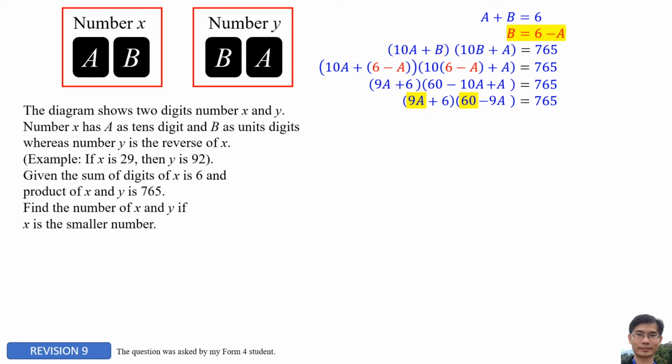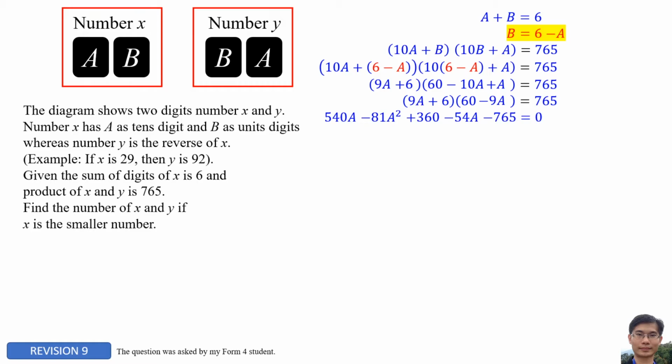9a times 60 is equal to 540a. Then 9a times negative 9a is equal to negative 81a squared. Then plus 6 times 60 is equal to 360. Then plus 6 times negative 9a is equal to negative 54a. Then 765 brought to the left becomes negative 765, equal to 0.